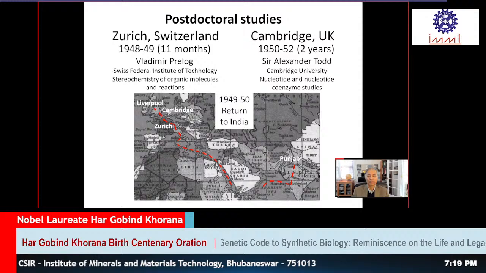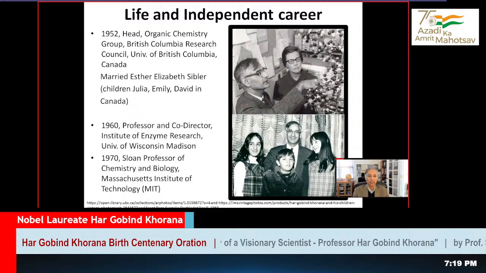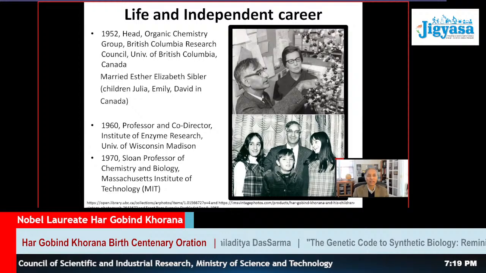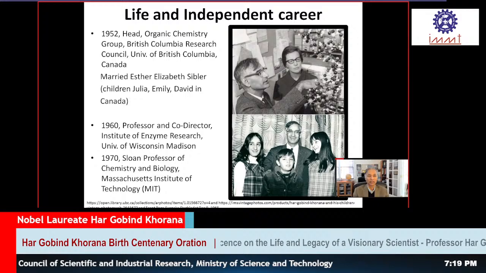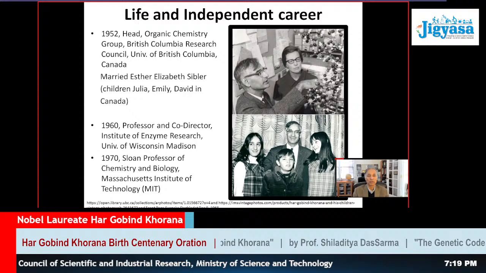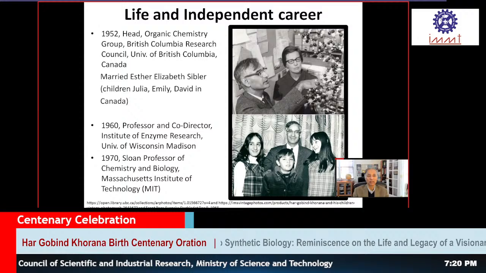So after 2 years, he had the good fortune of meeting Gordon Strum from British Columbia. He had come to Cambridge to recruit an organic chemist for a new institute in Canada. And he interviewed Professor Khorana and offered him that position, which Professor Khorana took and went to Canada in 1952. By then, he was married to Esther Sibler, who is a Swiss, who he had met when he was in Dr. Prelog's lab. They went on to have a family of three children over the course of the 1950s in Canada.